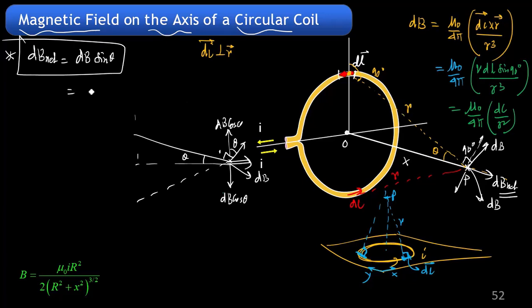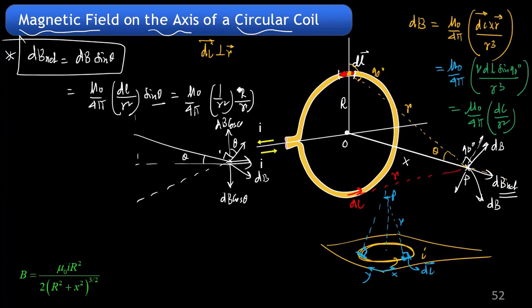So ultimately, what you can write is mu naught by 4 pi into dl divided by r square into sin theta. Now, what is sin theta? For this triangle, sin theta should be equal to x by r. Sin theta should be equal to capital R, so loop radius is capital R. So sin theta should be capital R by small r. So that should be equal to mu naught by 4 pi into 1 by r square into sin theta, sin theta is capital R by small r, into dl.